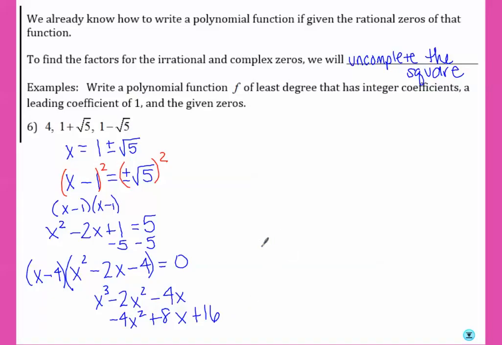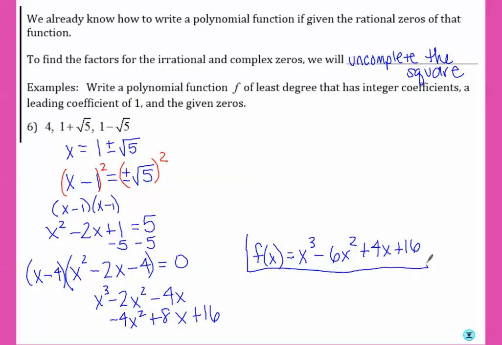So when we combine all of our like terms, we get that f of x equals x cubed minus 6x squared plus 4x plus 16. Let's try one more example like this.